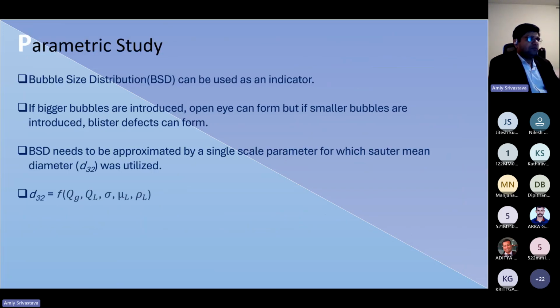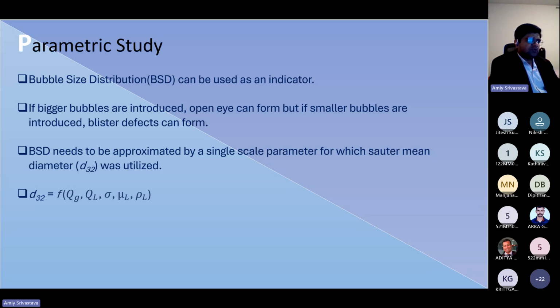So I wanted to perform a bubble size distribution parametric study, and for that, bubble size distribution can be used as an indicator. As I told you, the bubble size distribution or mean bubble diameter can be one of the indicators telling us what type of bubbles are introduced during the process. If bigger bubbles are introduced, open eye can form, as I told you. If smaller bubbles are introduced, blister defects can form.